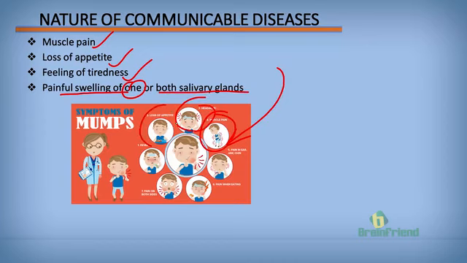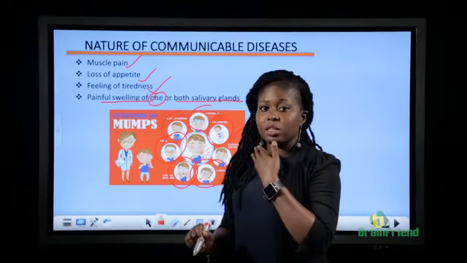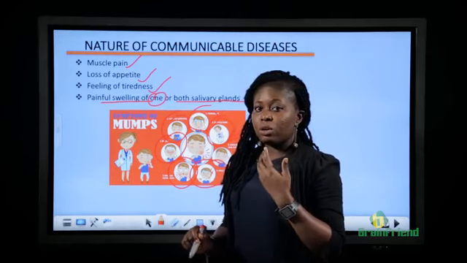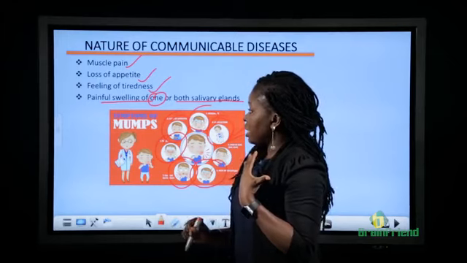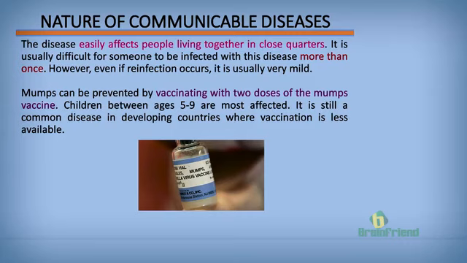headache, loss of appetite, fever, pain on both sides of the salivary glands, and pain when eating. Because the salivary glands are swollen, people with this virus always feel pain around their jaws when they are eating. Now, the disease easily affects people living together in close quarters. This is why we say that these diseases are highly contagious, because they easily spread from person to person. It is usually difficult for someone to be infected with this disease more than once.